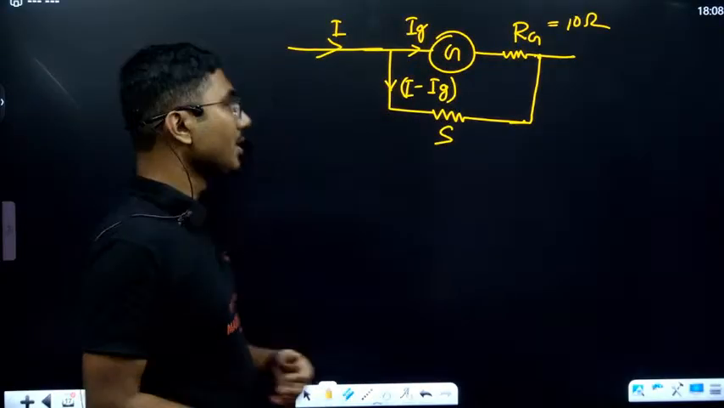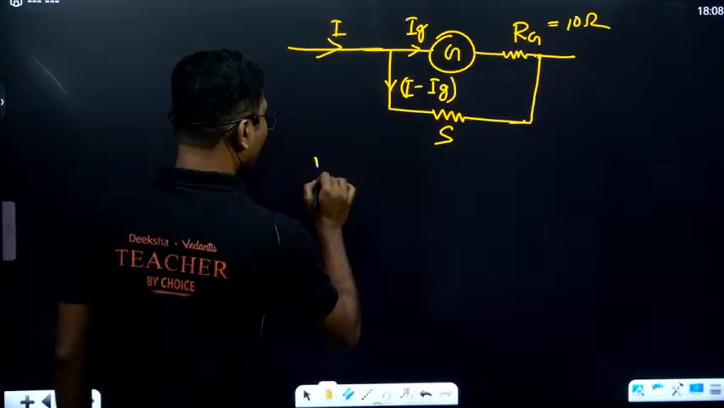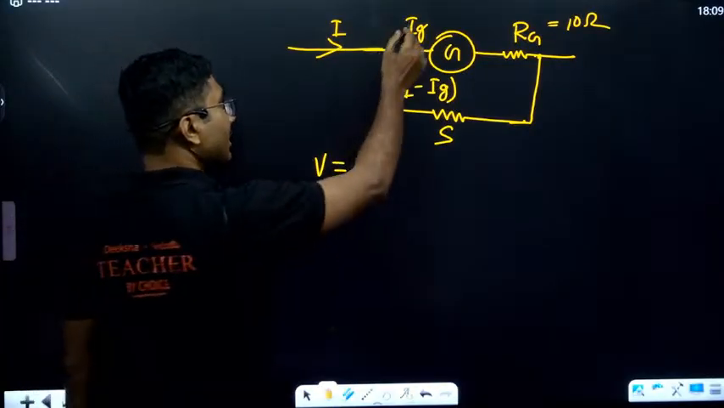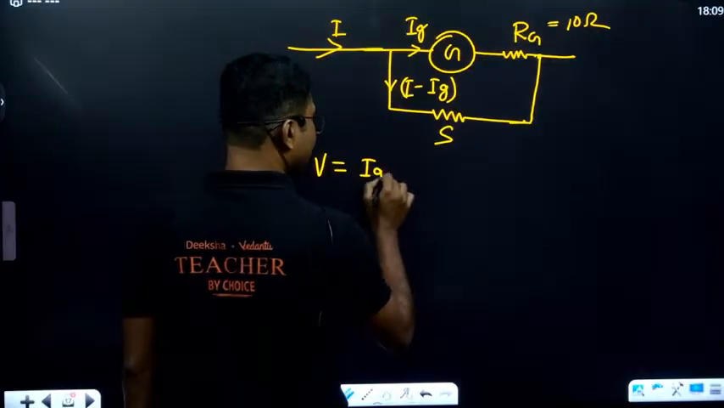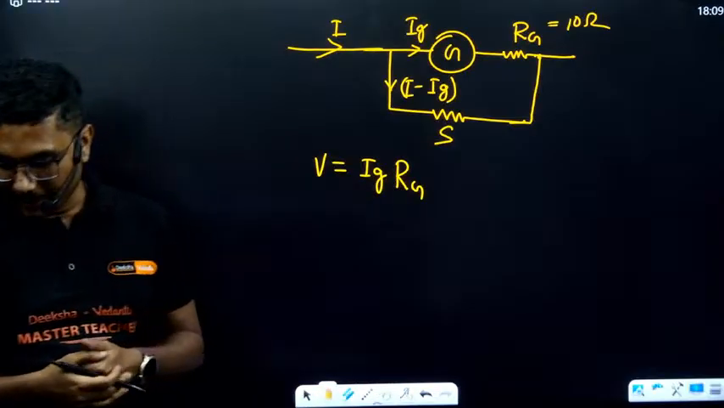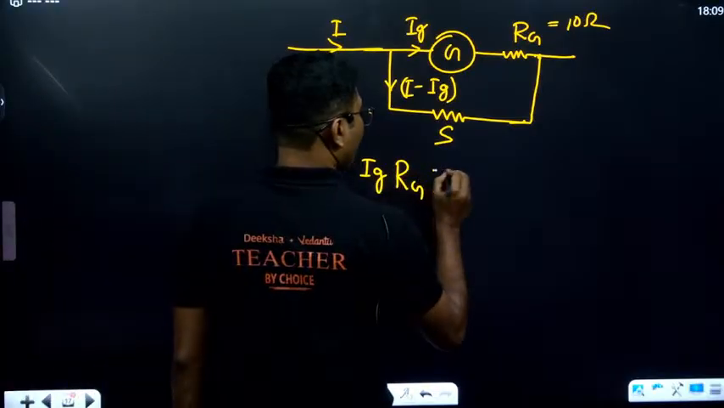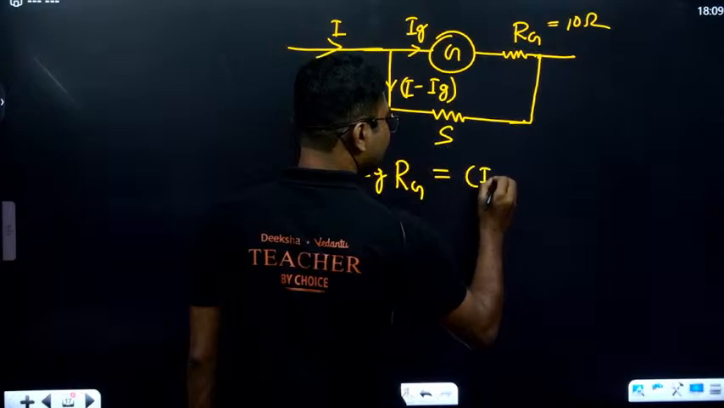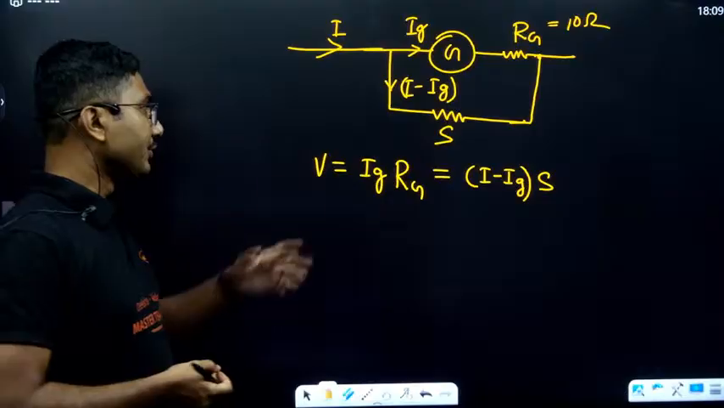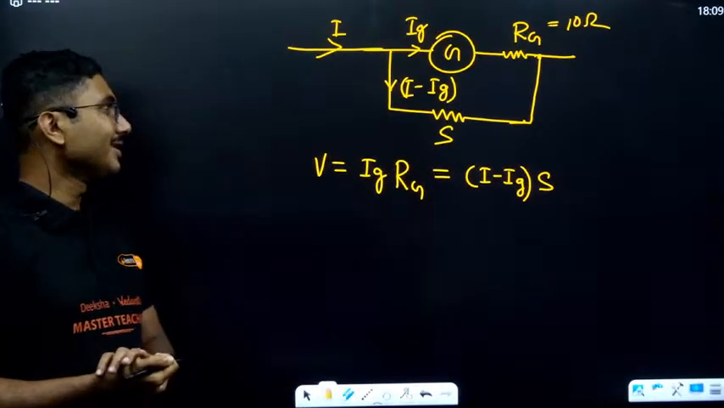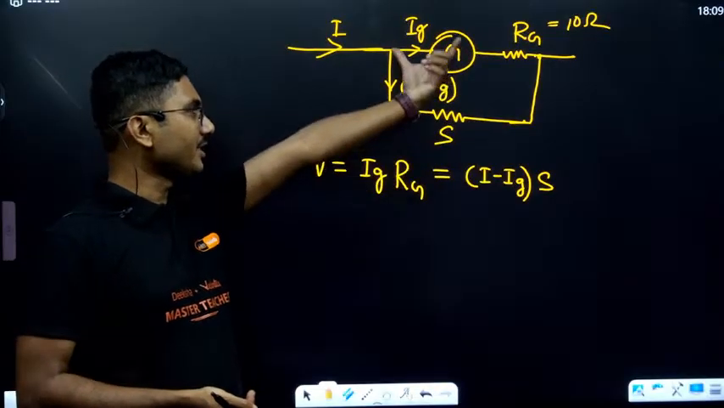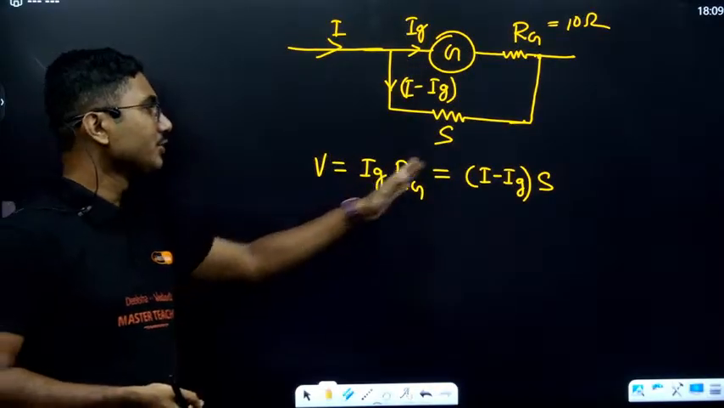Now what is voltage? Then we have to go back to Ohm's law. Ohm's law says that voltage is given by V is equal to IR. So for the galvanometer, the current is Ig and the resistance is RG. This is the IR for the galvanometer. And for the shunt, it is I minus Ig into S. So this is the voltage drop across the shunt. Now these two have to be the same. The voltage drop across the galvanometer and the shunt, because they are connected in parallel, has to be the same.